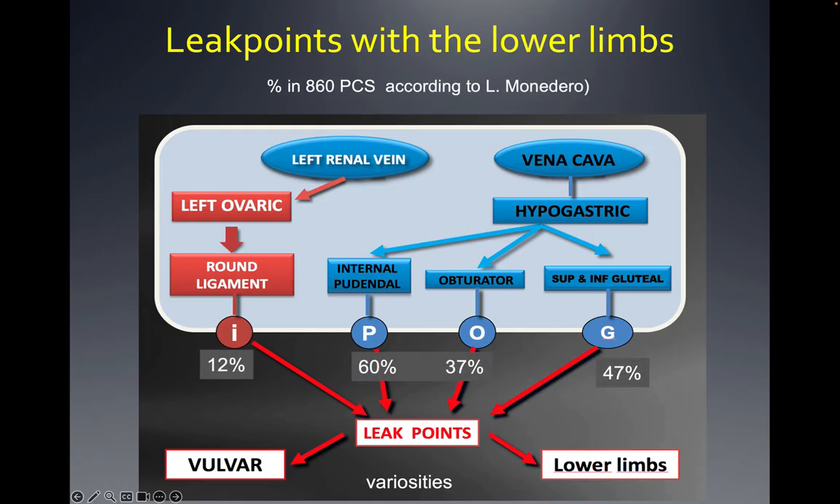This anatomical diagram is showing the main important leak points from the pelvis to the lower limbs, and you can see that the P point coming from the internal pudendal, the obturator coming from the obturator vein, and the gluteal veins are the most important leak points.